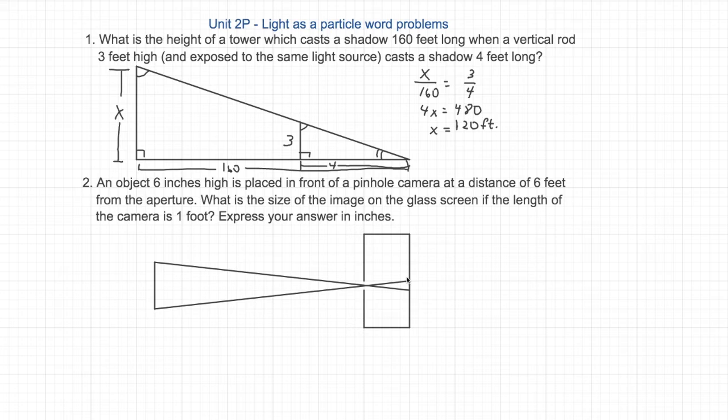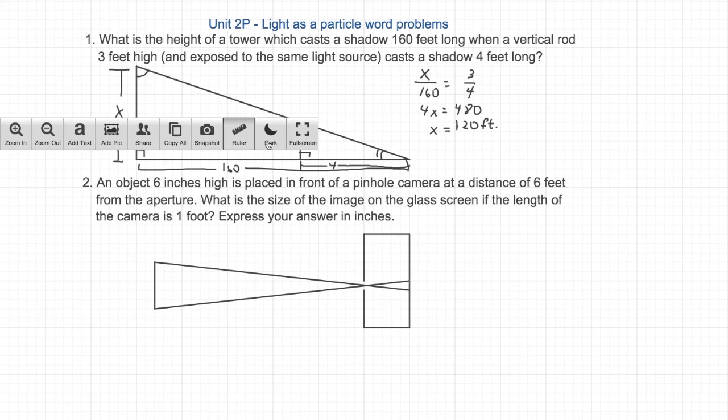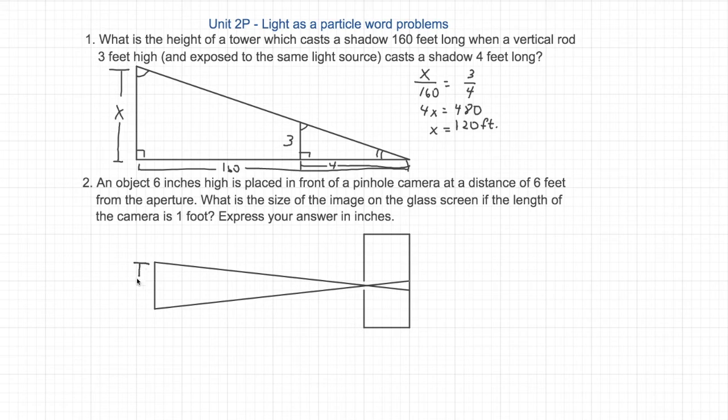That's the light ray from the top of the object. That's the light ray from the bottom of the object, forming its image on the back screen of the pinhole camera. So 6 inches is 1/2 foot. The distance from the object to the pinhole camera is 6 feet, and the pinhole camera is 1 foot long. That's the upper light ray, the lower light ray.